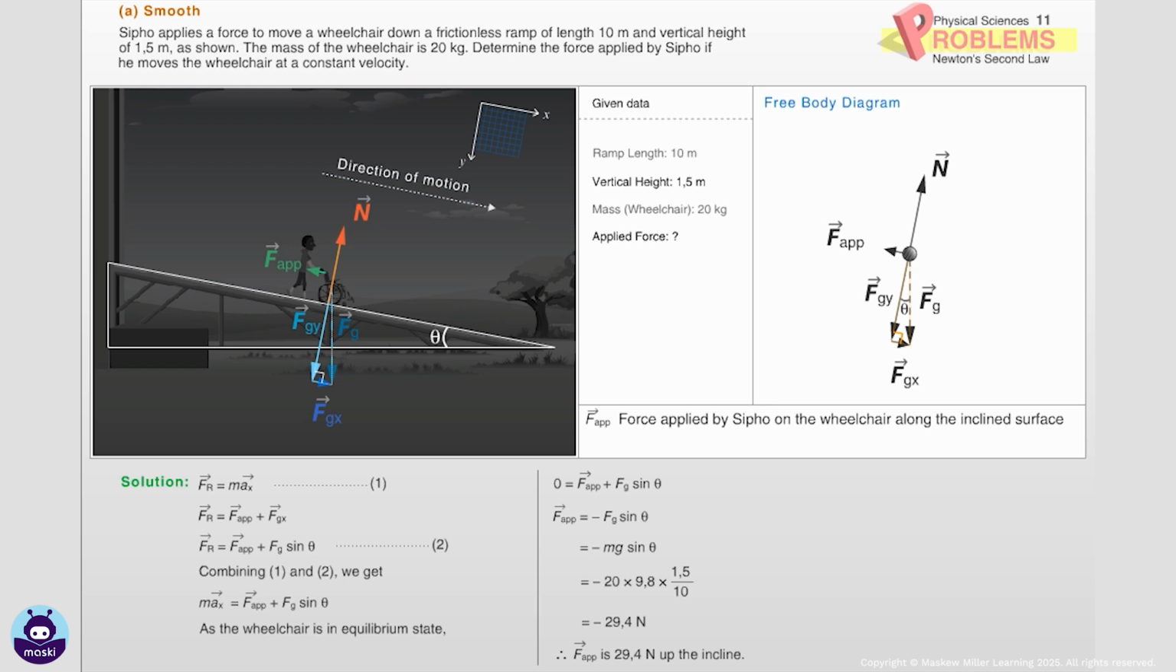The negative sign indicates that the force is in a direction opposite to that we assumed as positive. SIPO needs to pull the wheelchair with a force of magnitude 29,4 newtons towards the top of the incline in order to move it down at constant velocity. Note that the arrow for F applied is equal in length to the arrow for the x component of the force of gravity.